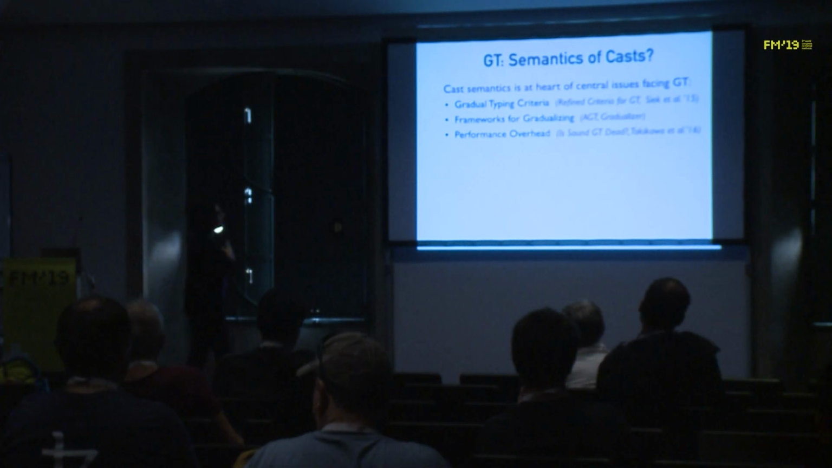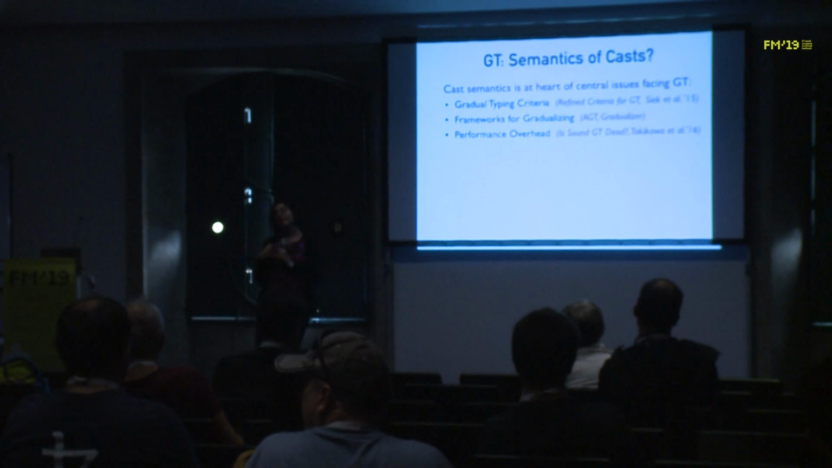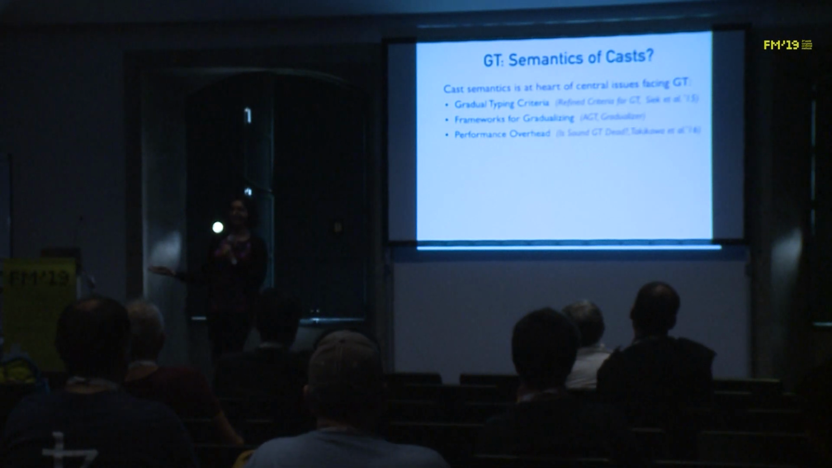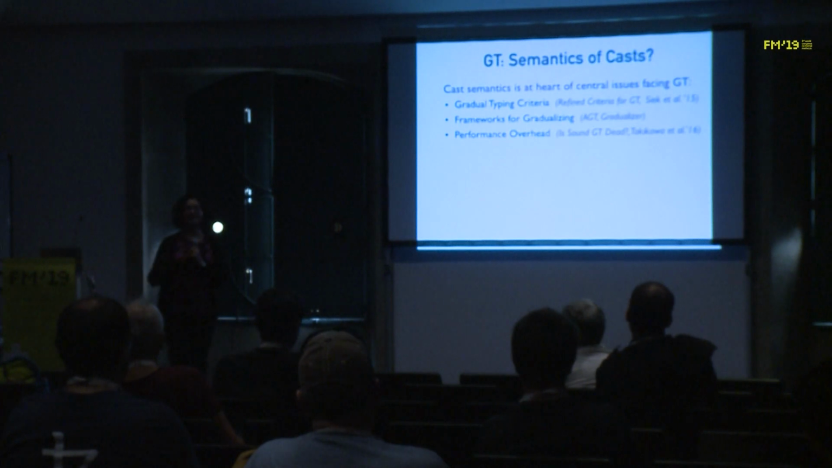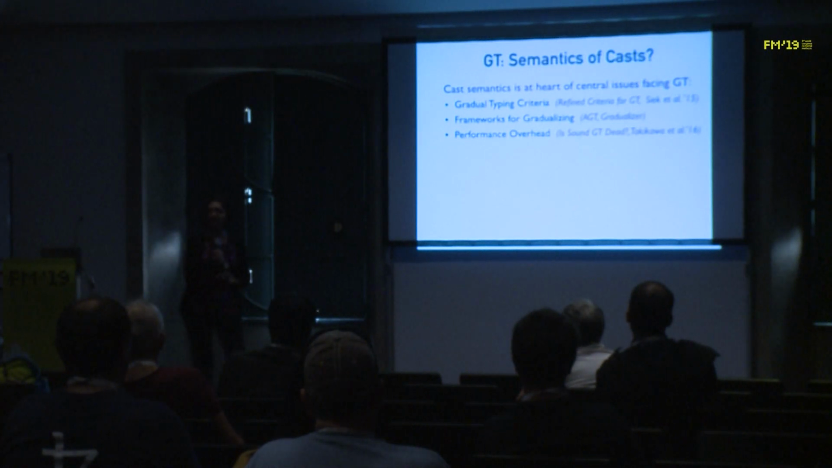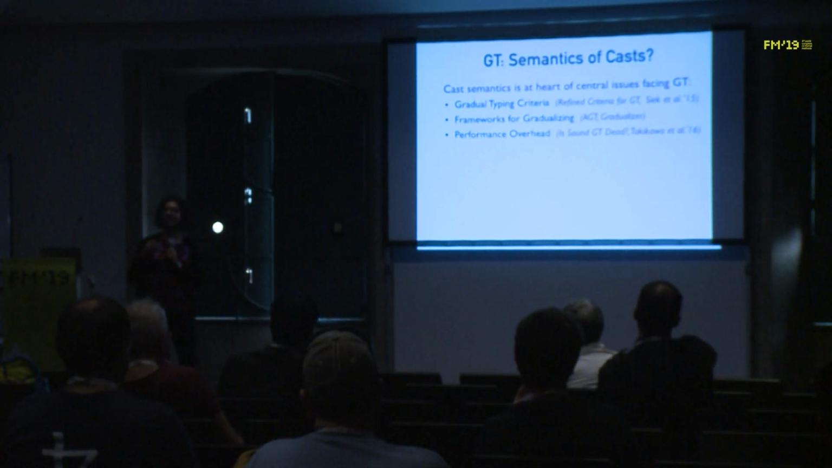Then the community has been concerned with this question of, suppose I take my next favorite type feature and I want to come up with a gradually typed language design for that. Well, what do I need to do in order to do that? Is there a recipe? Is there a systematic way to take some typed feature and come up with a gradual language for it? In particular, this comes back down to how I design the right semantics of casts so that I get the right properties, the right checks, with this new typing feature.